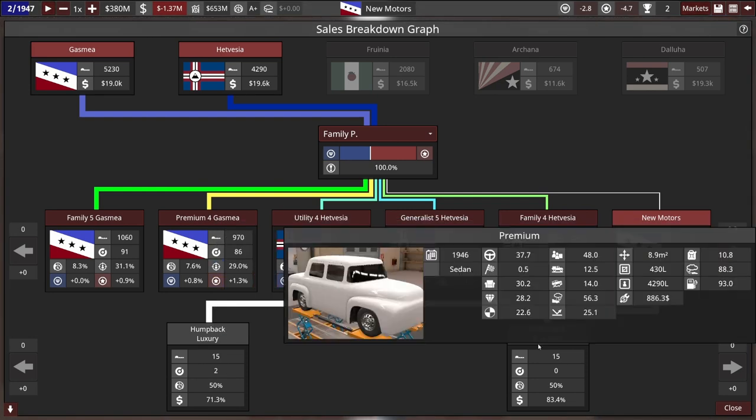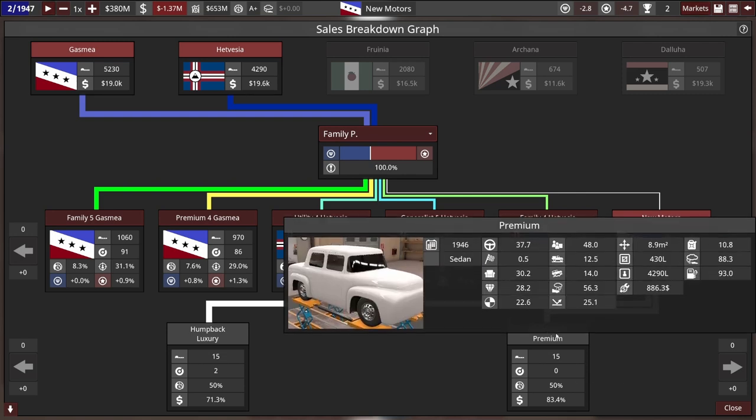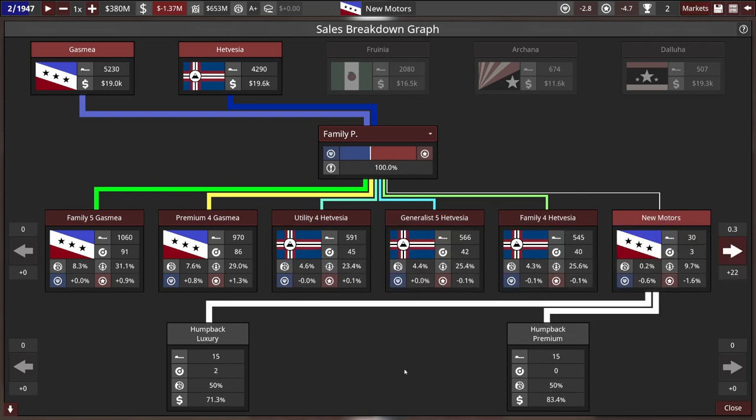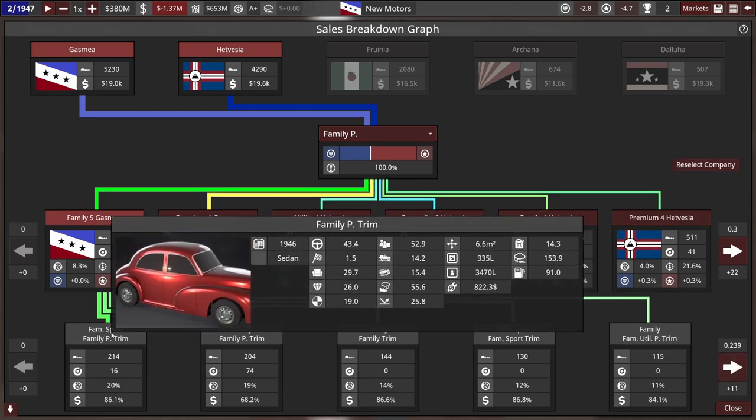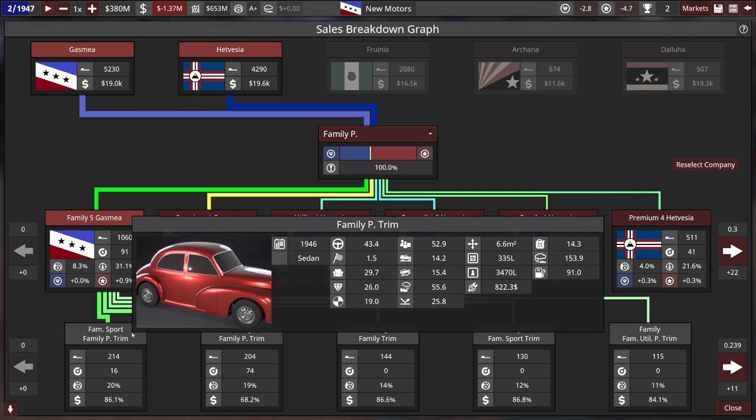The luxury and the premium sold equal amounts to the same market, family premium. That's because they're at different prices. The premium is less desirable, but it's cheaper, so that overlap is actually valuable to us. We can see for comparison, the best-selling car looks like this, apparently, and has those stats.